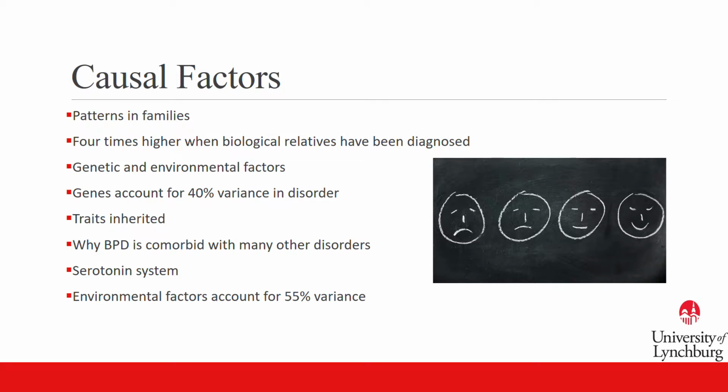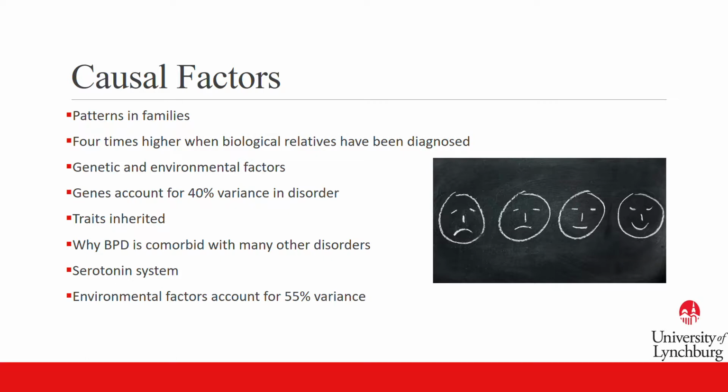As we talked about before, there are really patterns in families. If you're looking at a phenotypic chart, several family members will be diagnosed if they actually went and got treatment. You'd see a good pattern in there. So you're 4 times higher when biological relatives have been diagnosed. It's a combination of genetic and environmental factors, but it's really the traits that are inherited. Traits for instability, impulsivity, or really the serotonin system.